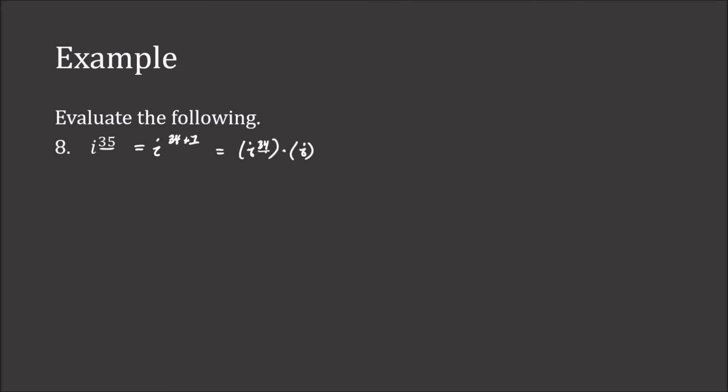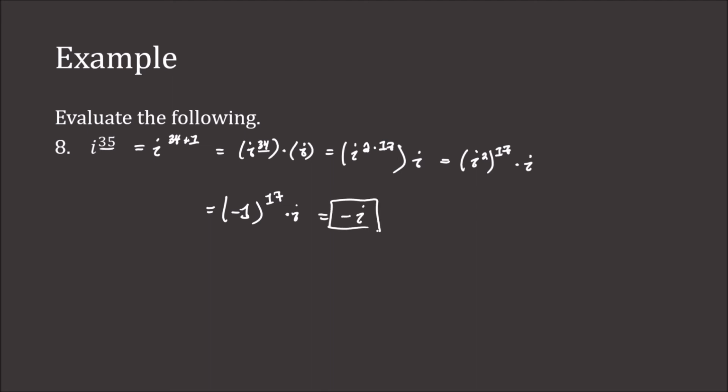Now what we want to do is take this even exponent and write it as 2 times something. Well, in this case, 34 is 2 times 17. And now again, we can use properties, so this becomes i squared to the 17th power, and then times i. Well, now we know what i squared is. i squared is negative 1. Now negative 1 to an odd power is negative 1, so this simplifies as negative i. And that will conclude our review of complex numbers.